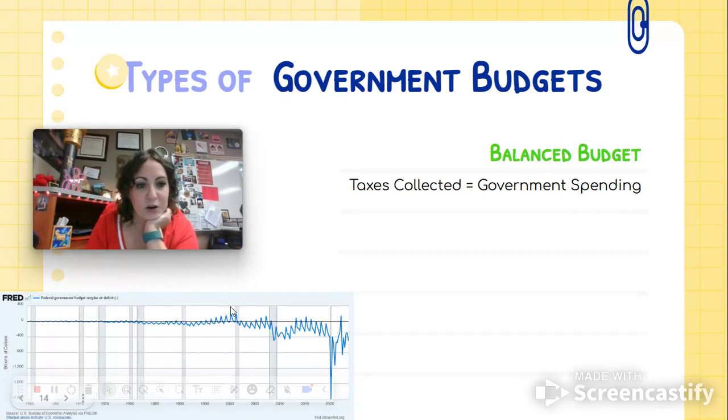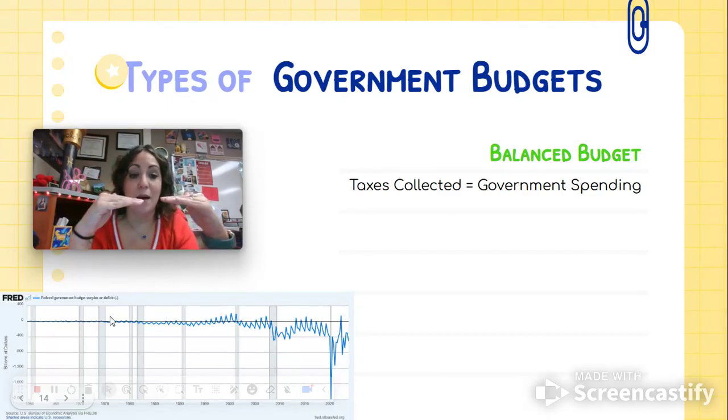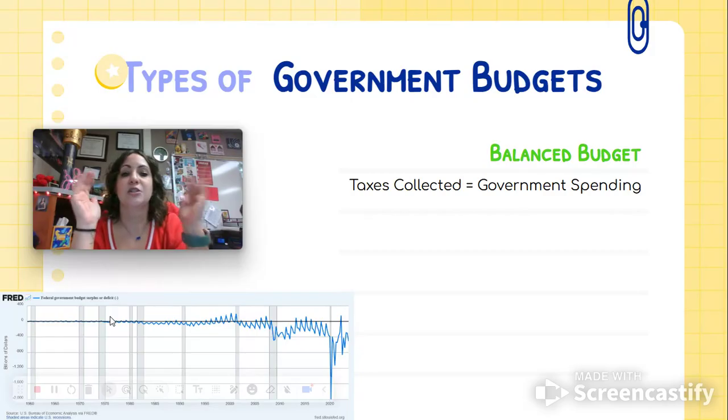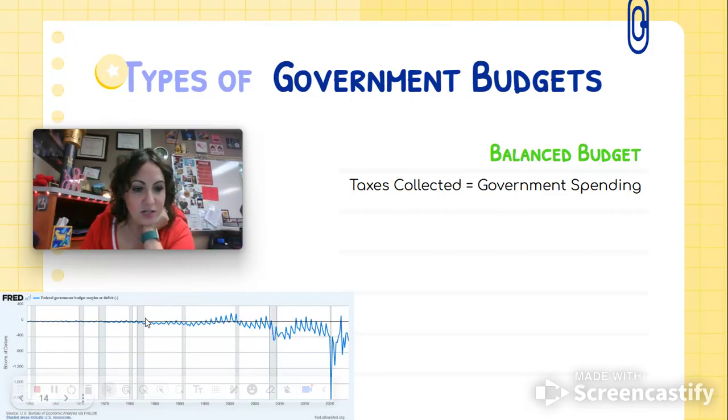So if you look at this graph here at the bottom, I got this off of the Federal Reserve Economic Database. They have good graphs. And this shows our government's budget over the course of, what's the earliest year, 1960 to present day. At 0, that means we have a balanced budget. Taxes and government spending are equal to each other. The government did not spend too much. It did not spend too little. It's just right. And so for a long time, we had a balanced budget, but not so much anymore.